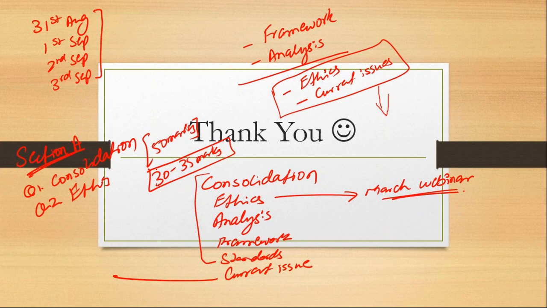So if you are able to achieve 30 to 35 marks, this means in section B, you have to score 10 marks in question 3 and 10 marks in question 4. So if you are able to achieve 10 marks, this means you are in the range of 50 to 55. So this is going to be the target.